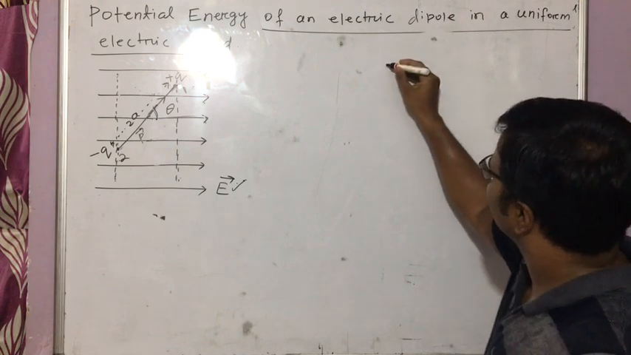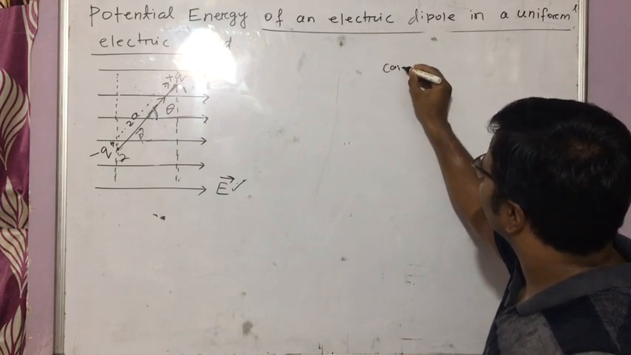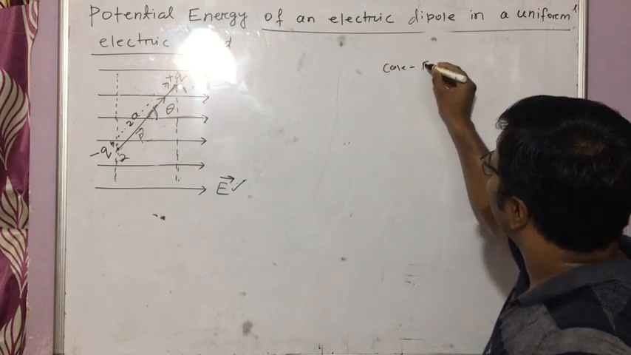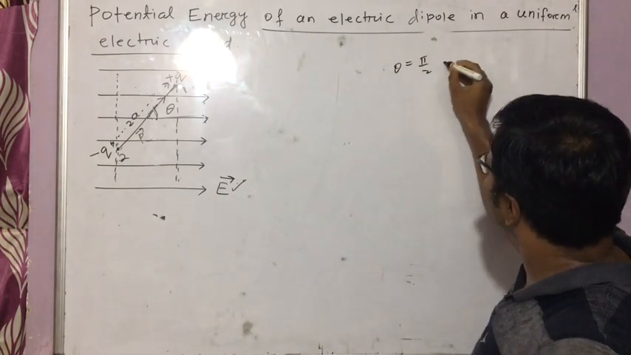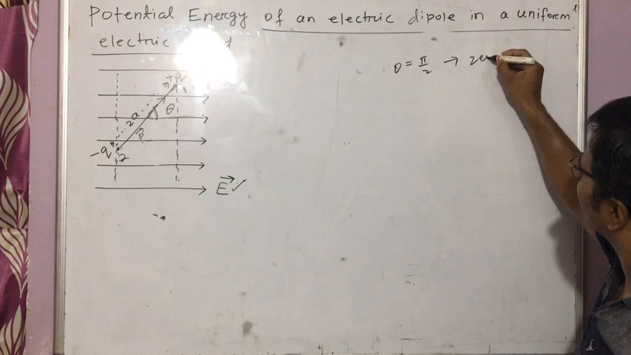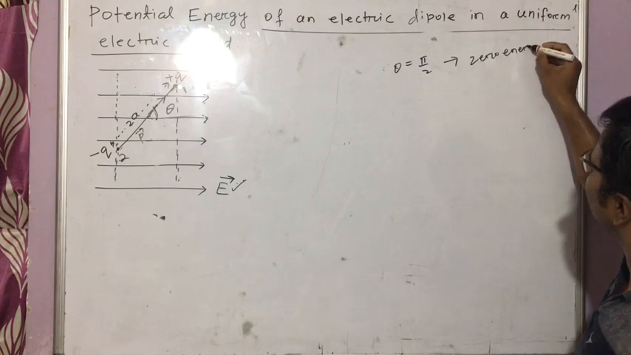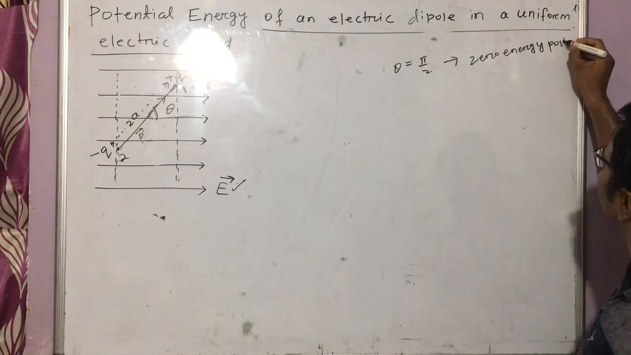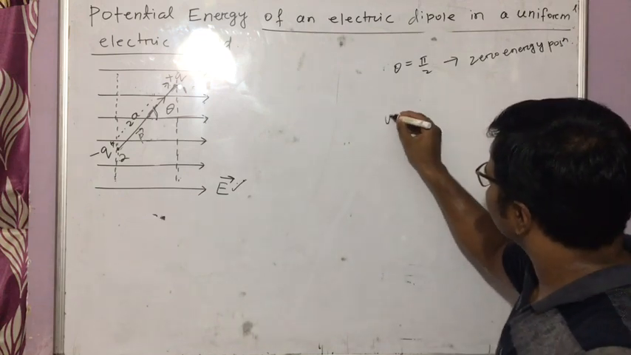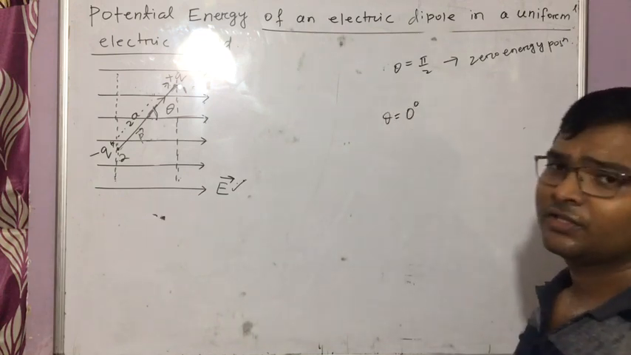See, the case theta equal to pi by 2, you have already discussed it. This is called your zero energy position. Clear?